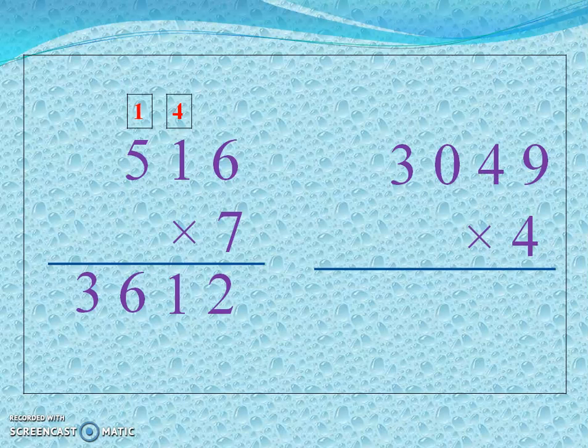Now our next example is 3049 multiplied by 4. 4 9s are 36 where 3 goes up as a carryover, 6 comes down. 4 4s are 16 plus 3 gives you 19 where 1 goes up as a carryover, 9 comes down. 4 zeros are 0 plus 1 gives you 1. And finally 4 threes are 12. So 3049 multiplied by 4 gives you 12,190.